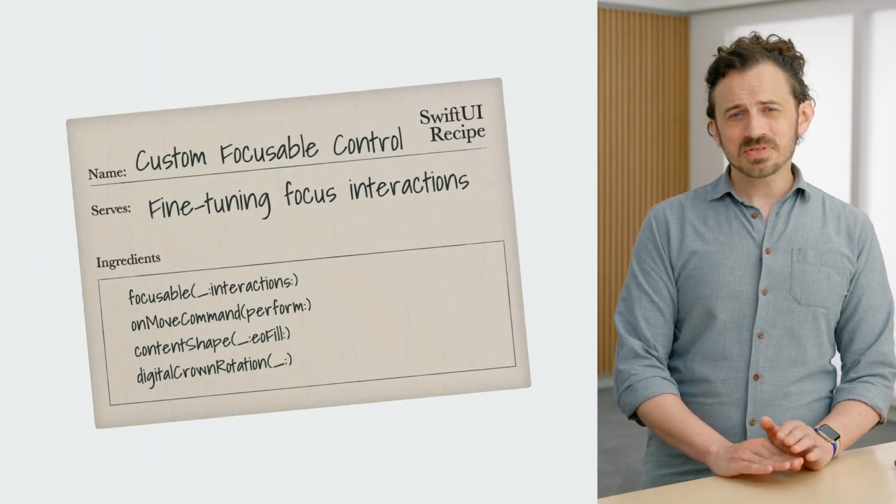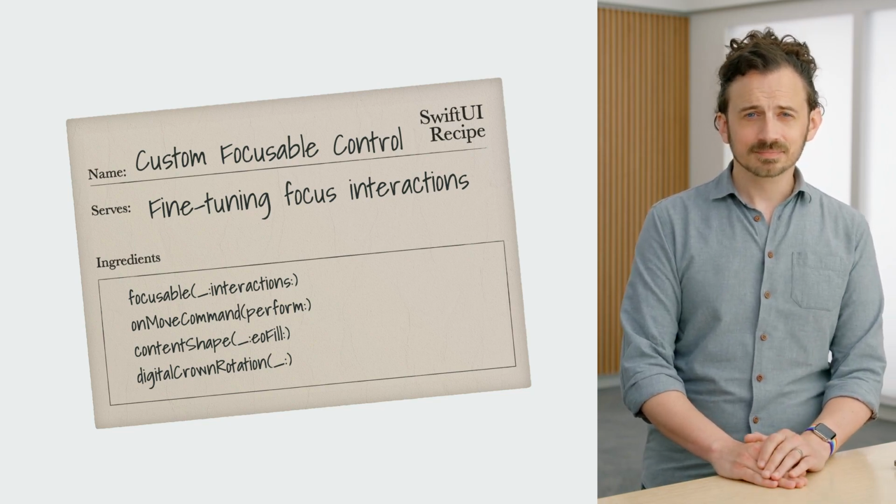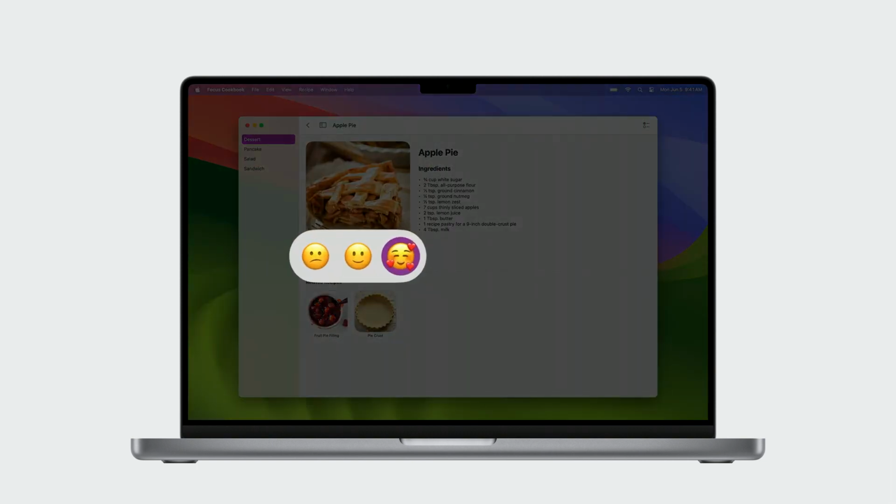Next up, let's use some more of the ingredients to improve the focus interactions for a custom control that I've created. At this point, I've cataloged a lot of recipes. As I try each one out, I want to remember which ones come out well and which might need some rethinking, or at least a little more salt. To help with this, I've built a custom picker control with emoji to capture the highs and lows of my culinary journey. I can rate each recipe by tapping on an emoji. But as someone who lives the keyboard navigation lifestyle, I'd really like to be able to focus on the control with the Tab key and use the arrow keys to change the selection. Let's make that happen.